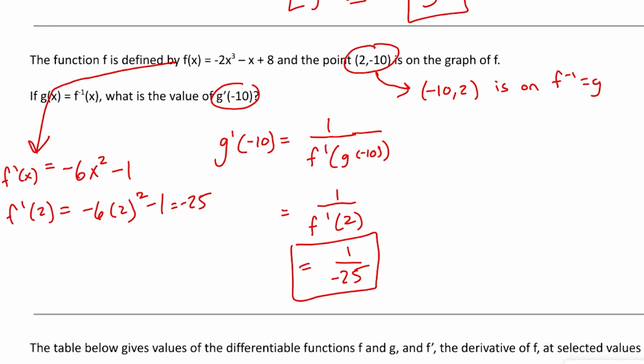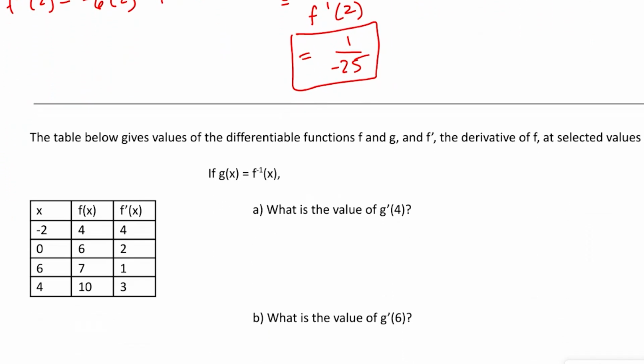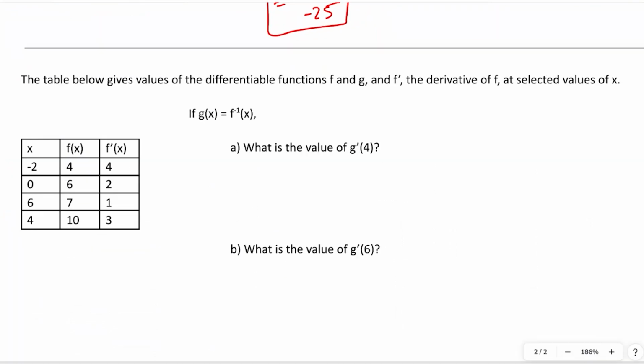All right, last one. We've got a table for f, g, and f prime, and it says if g is the inverse of f, then we want to know what's g prime of 4, what's g prime of 6. So if we want to know g prime of 4, g prime of 4 is going to equal 1 over the derivative of f of g of 4. Now, we don't see g anywhere in this table. So what I would recommend is you construct a table for g.